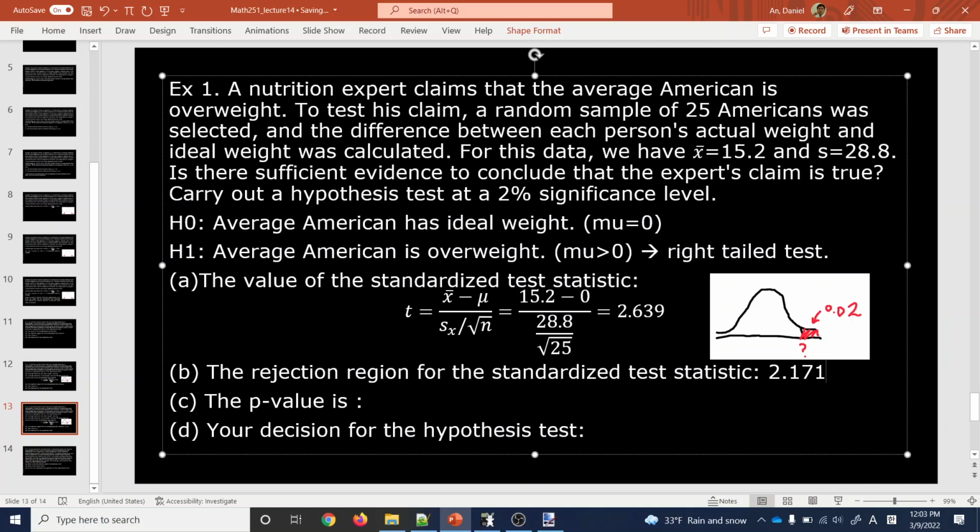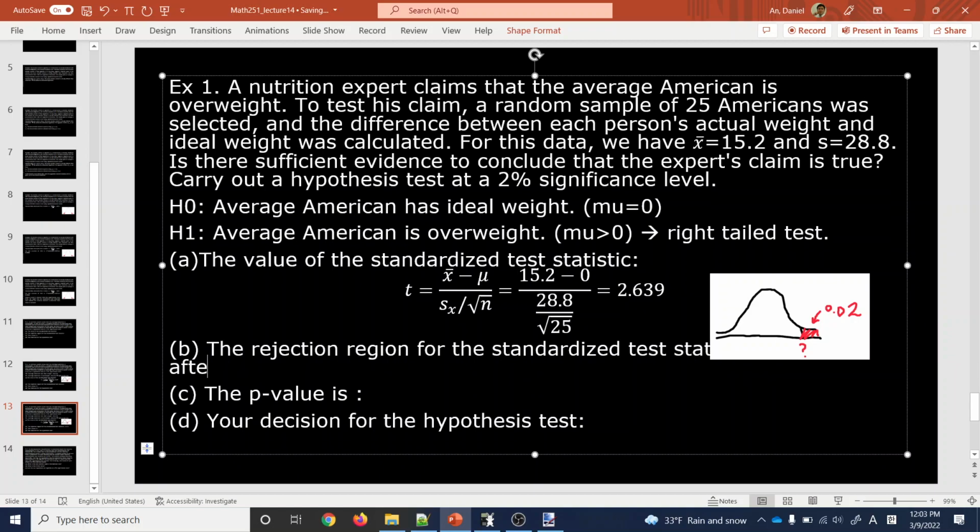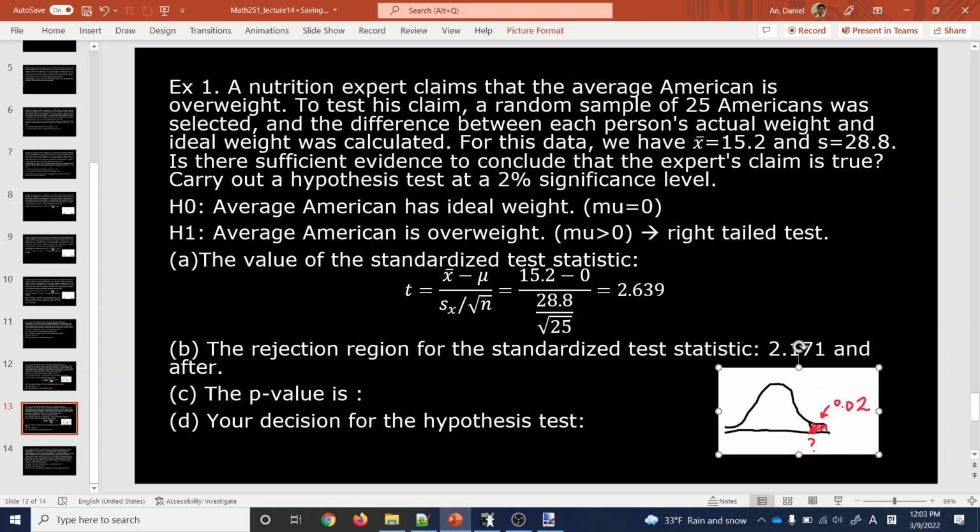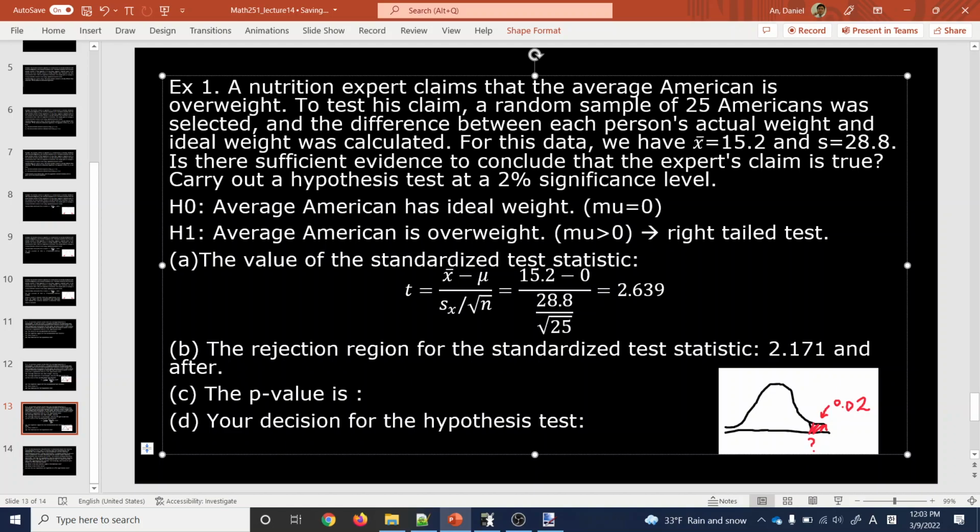2.171 and after. That's our rejection region. So in other words, as an interval, it's starting from 2.171 until infinity. You know how to write interval notation, right? So this is the interval. That's the rejection region.